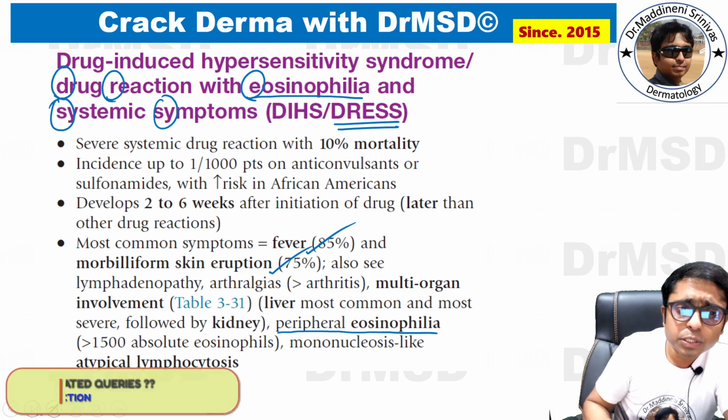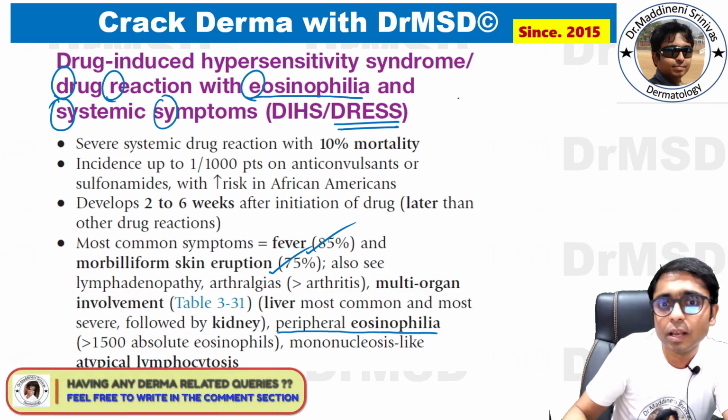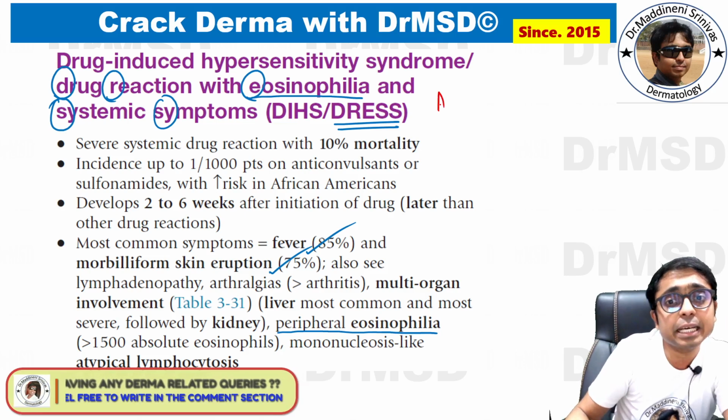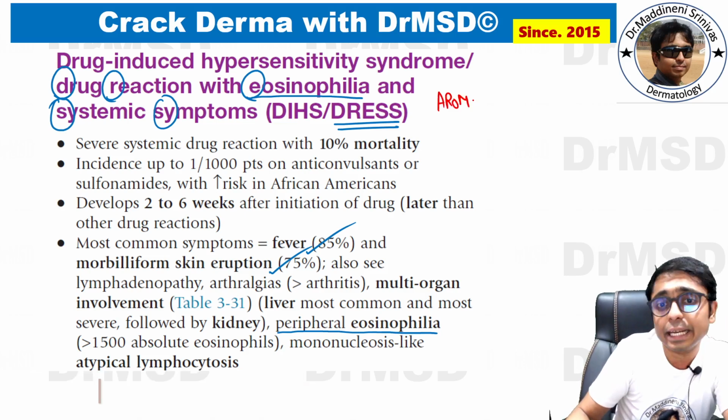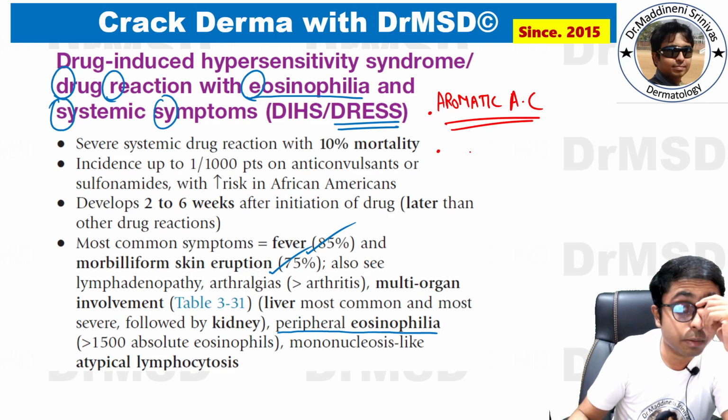And you must also know what are the drugs which can produce this DRESS. So what are those drugs? Of course the question which you have seen, phenytoin was the drug, and it belongs to a group of anticonvulsants which are called as aromatic anticonvulsants. So they are the ones which you must remember, they are the most important ones.